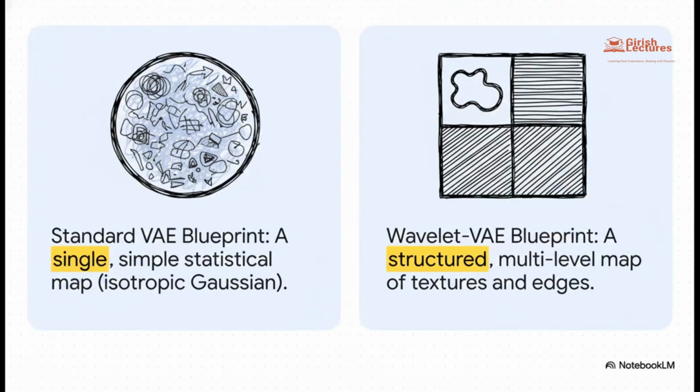And this just illustrates the difference perfectly. A standard VAE blueprint is a single, kind of mushy statistical map. But the wavelet VAE blueprint? Wow. It's this structured, multi-level masterpiece. It has separate, dedicated spaces for the overall structure, for the horizontal edges, the vertical edges, and the diagonal details. It actually speaks the language of images.